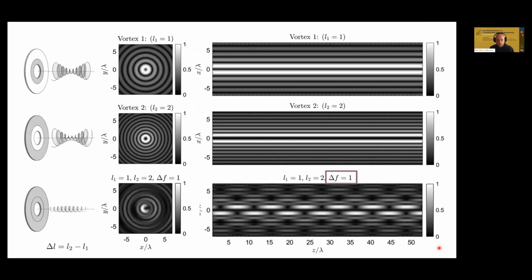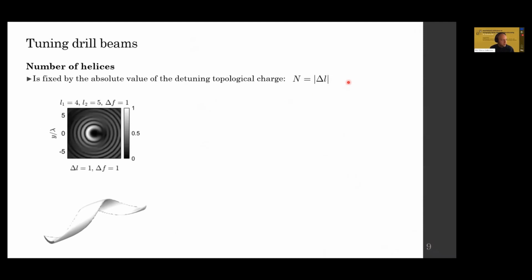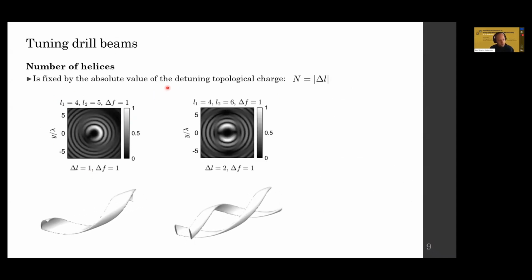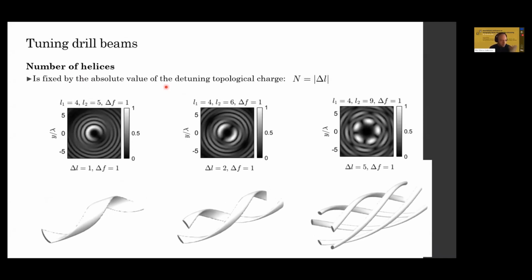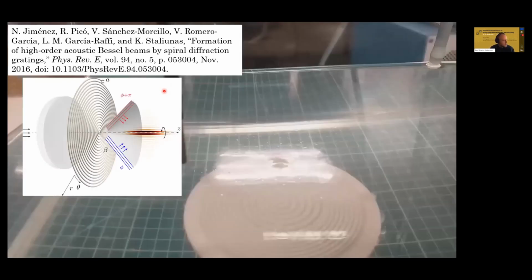And as mentioned previously, the number of windings can be controlled by tuning the topological shift. For example, 4 and 5 topological charges produce 1 winding. 4 and 6 have a difference to produce 2 windings, and 4 and 9 have a difference of 5, so 5 windings. Okay, so how does it look experimentally?